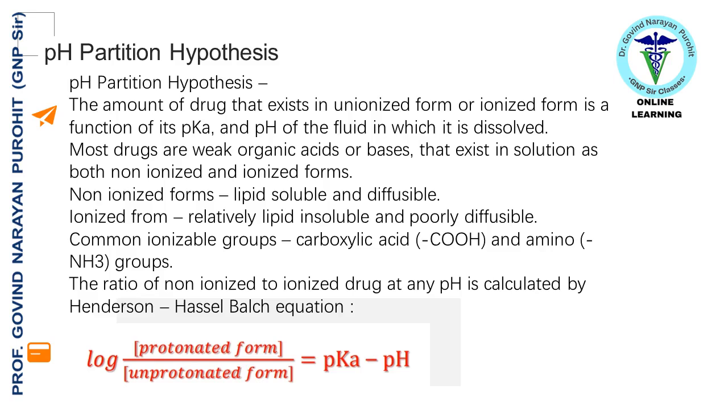The pH partition hypothesis says that the amount of drug that exists in unionized form or ionized form is a function of its pKa and pH of the fluid in which it is dissolved. Most drugs are weak organic acids or bases that exist in solution as both non-ionized and ionized forms. The ratio of non-ionized to ionized drug at any pH is calculated by the Henderson-Hasselbalch equation shown here.